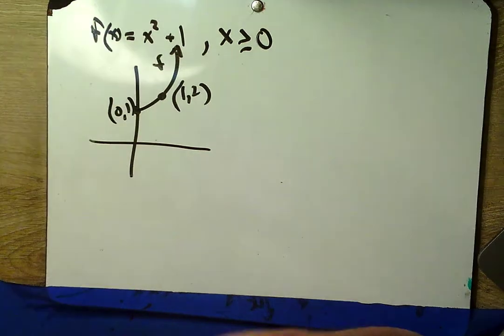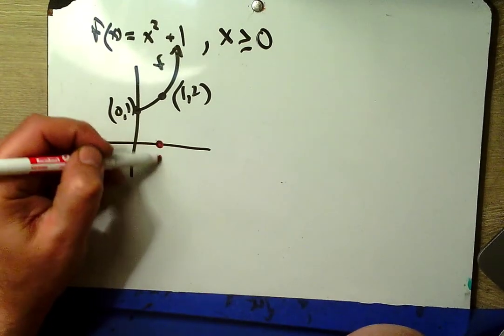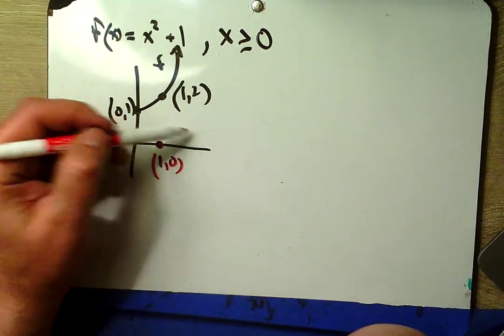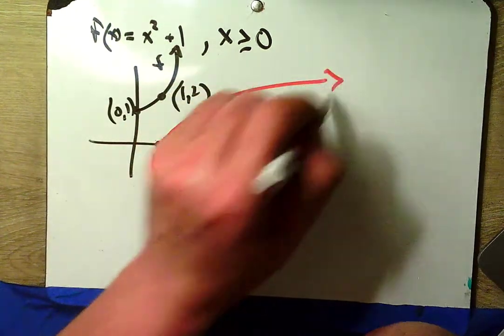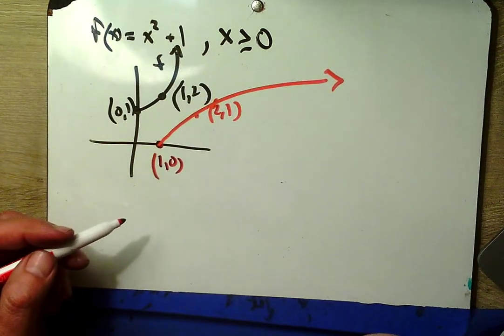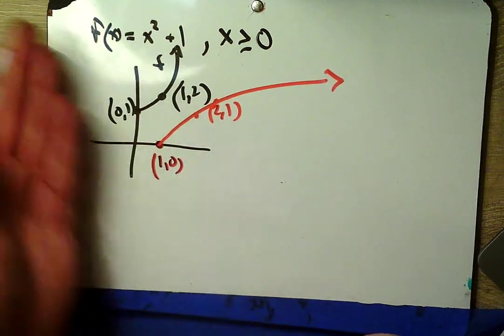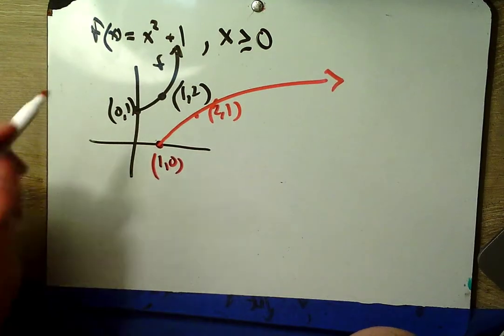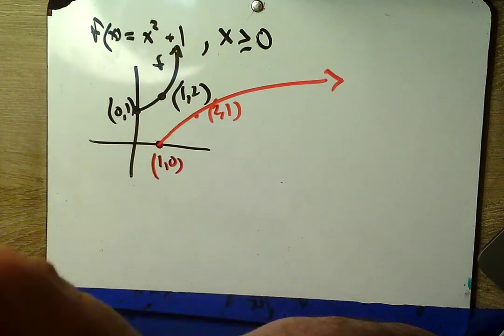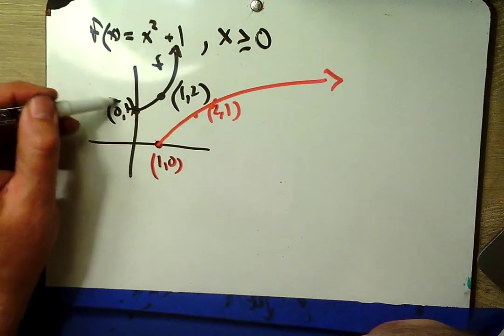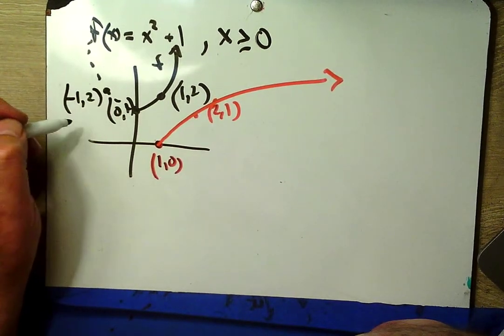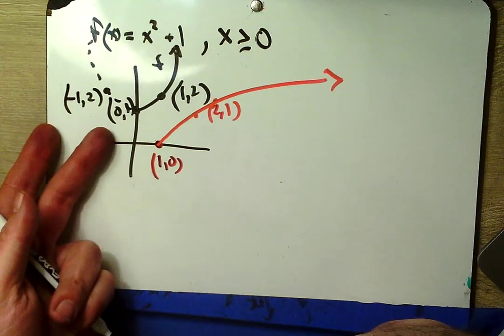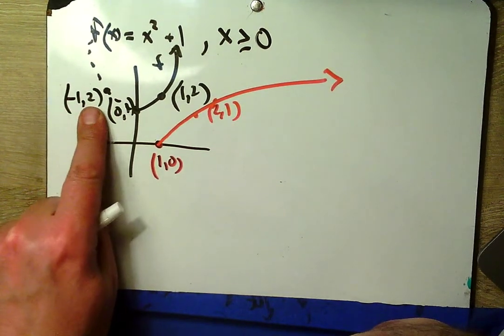And so tell me about the inverse. Well, the inverse, because I'm switching the x's and y's from the ordered pair, is going to pass through 1, 0, and is going to pass through 2, 1. And so there's my inverse. Okay? I mean, works great. What happens, though, if I look at this part and have this point, negative 1, 2? Well, when I switch the x's and y's, now this point is going to become 2, negative 1.